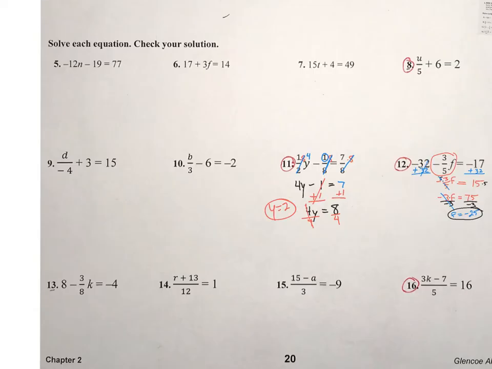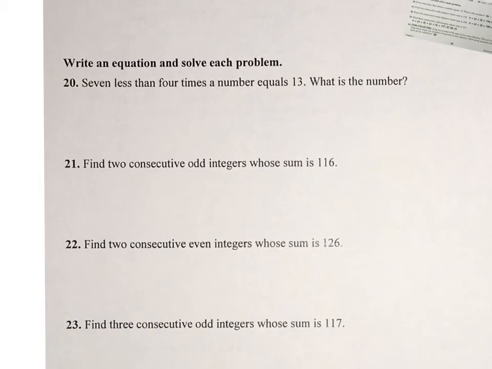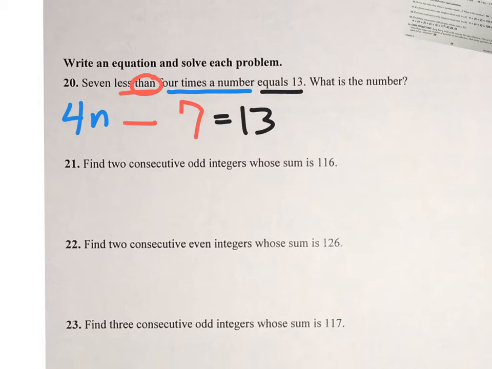Let's jump to the back side where we have word problems that are a little more challenging. So we're going to go to 21 through 23. 7 less than. What does less than mean? Subtract. And the word than implies what? A switch. So you really have a -7 at the end. So the 4 times a number is going to go before the -7. So 4 times a number, you could put n, you could put x, whatever variable you want. And then it says equals 13. And then it asks, what is the number? In other words, solve for n.